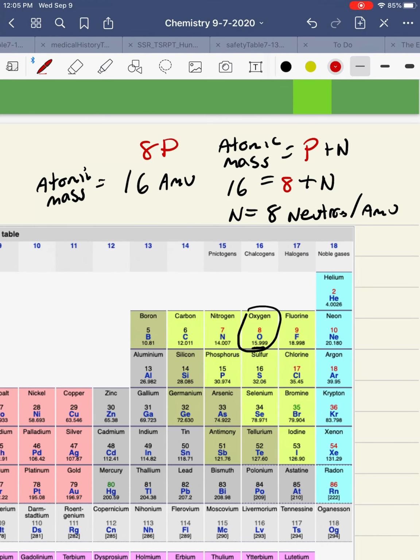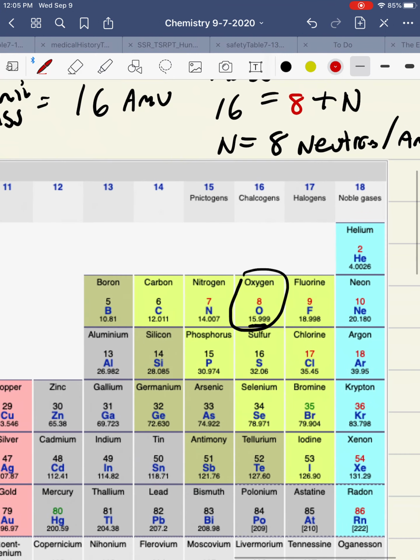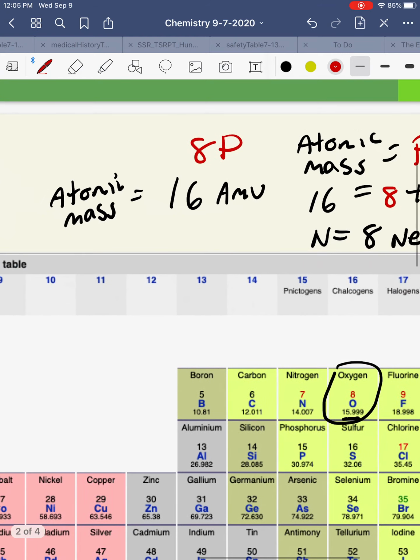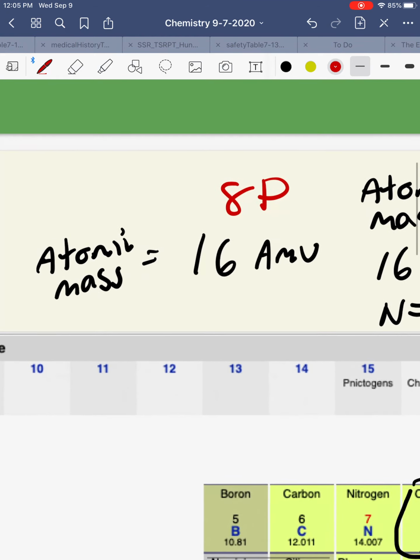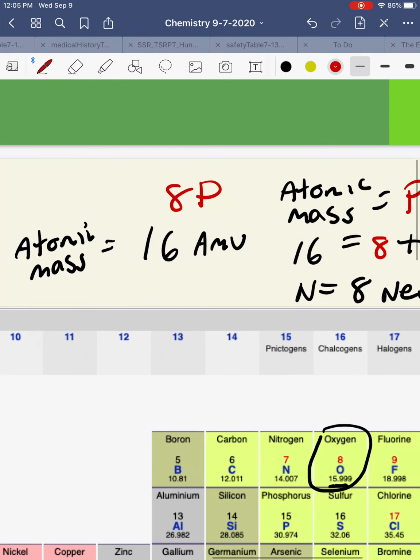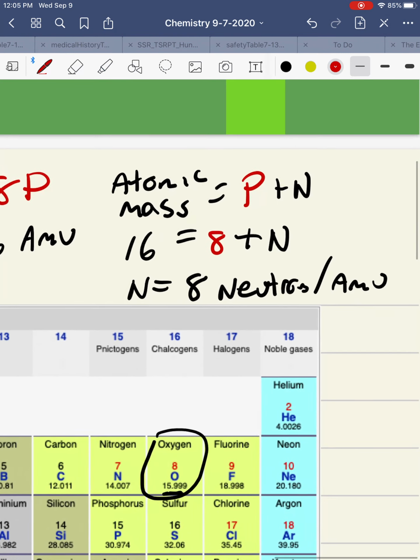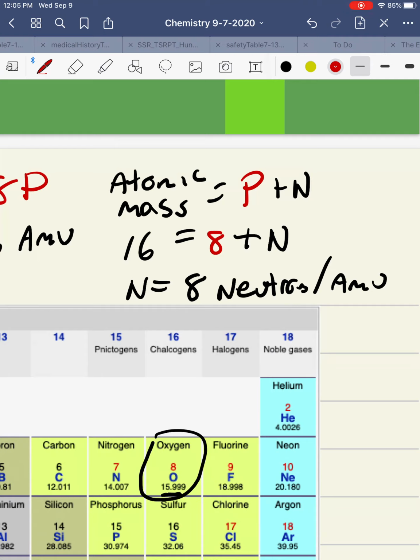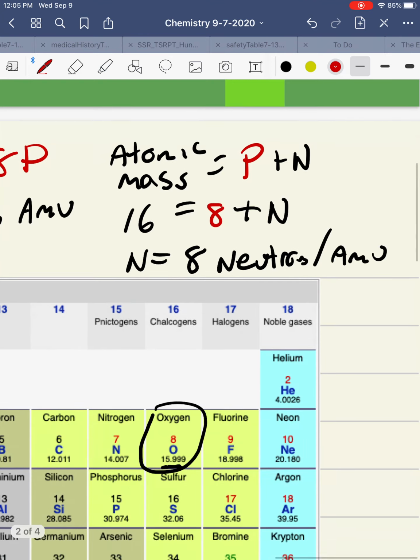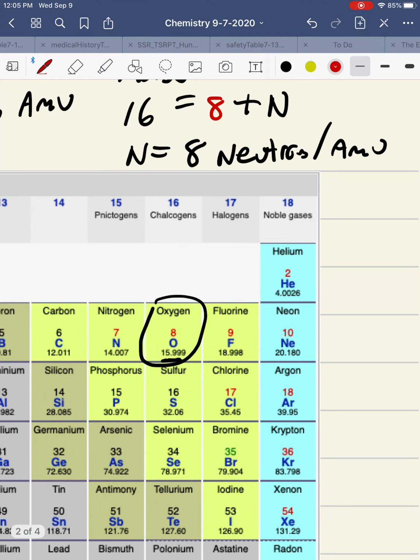So let's look carefully at oxygen, right? We're going to talk about isotopes right now. If you look at oxygen, we saw before that oxygen has 8 protons and a 16 atomic mass units. That's the atomic mass. And we said that the atomic mass is equal to protons plus neutrons, right? So 16 is equal to 8 protons plus neutrons. And if we solve for neutrons, we get 8 neutrons are in oxygen, right? Which actually weigh 8 atomic mass units.